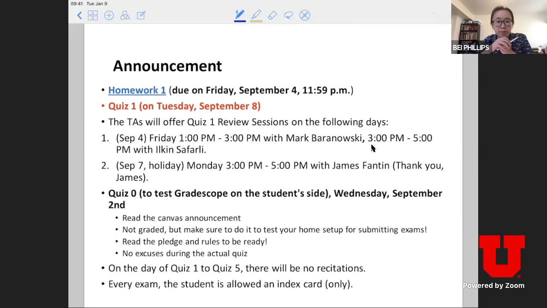It's going to be released between 7:30 and 4 p.m. on Gradescope. Once you log into Gradescope and open it, you have 1 hour. We built in a 15-minute grace period after the 1 hour to make sure that you can upload your quiz over Gradescope. There are 2 review sessions.